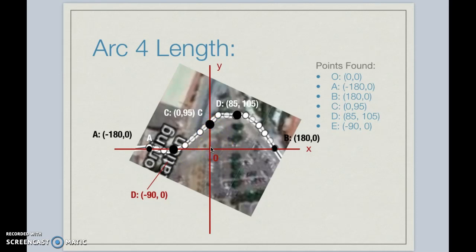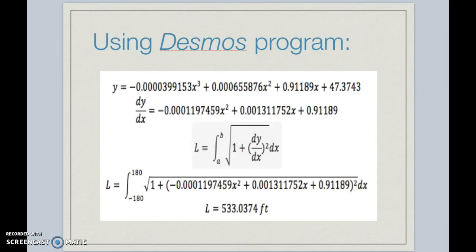In a similar fashion, I found point D and point E using the ruler measurement tool on Google Maps. This time I used the cubic regression program on Desmos. I plugged in the found points from the previous slide, and it gave me this following equation. I took the derivative of that equation, plugged it into the arc length formula, and for this curve, it gave me an approximate length of 533 feet.